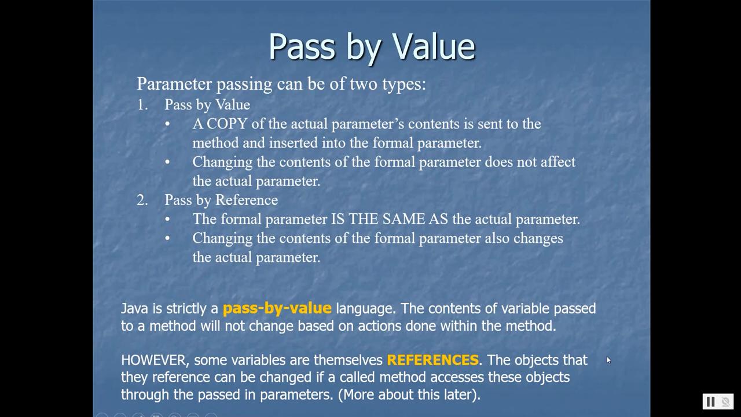So again, let's remind ourselves, there is such a thing as pass by reference, but it does not exist in Java. In pass by reference, the formal parameter and the actual parameter are actually one and the same thing. So changing the content of the formal parameter also changes the actual parameter. But we don't have that in Java. It's strictly pass by value. However, as I'm alluding to, you might be passing references.